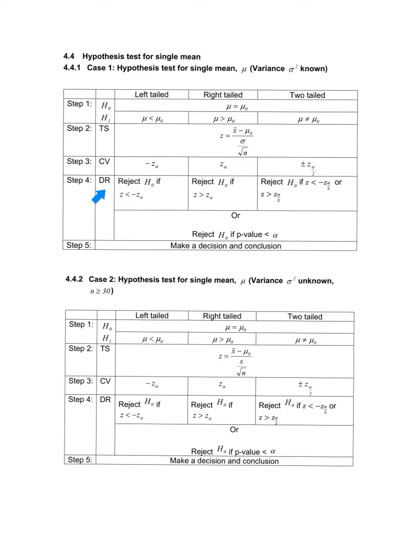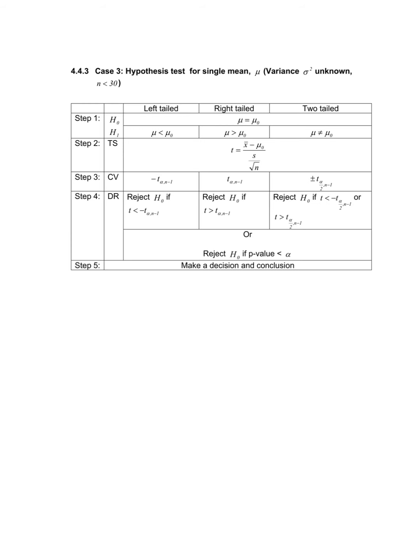So this is the decision rule. For left tail, reject H0 if test statistic less than negative critical value. For right tail, reject H0 if test statistic greater than critical value. And for two tail there are 2: reject H0 if test statistic less than negative critical value or test statistic greater than critical value. Or otherwise you can use p-value. The p-value rule is just one: reject H0 if p-value less than or equal to alpha, and then make your decision and conclusion. The same goes for case number 2, but case number 2 is for variance unknown and sample size large, greater or equal to 30. Case number 3 is specifically for variance unknown but n less than 30.